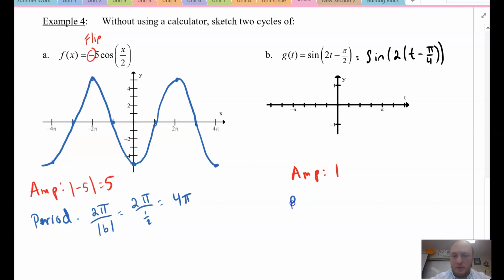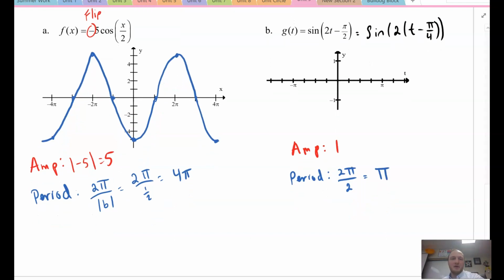Our period is 2 pi divided by the absolute value of b, which in this case is 2. So we'll have a period of pi. And then we also have a phase shift, meaning we go right, of pi fourths, positive pi fourths. So we're going to the right pi fourths.